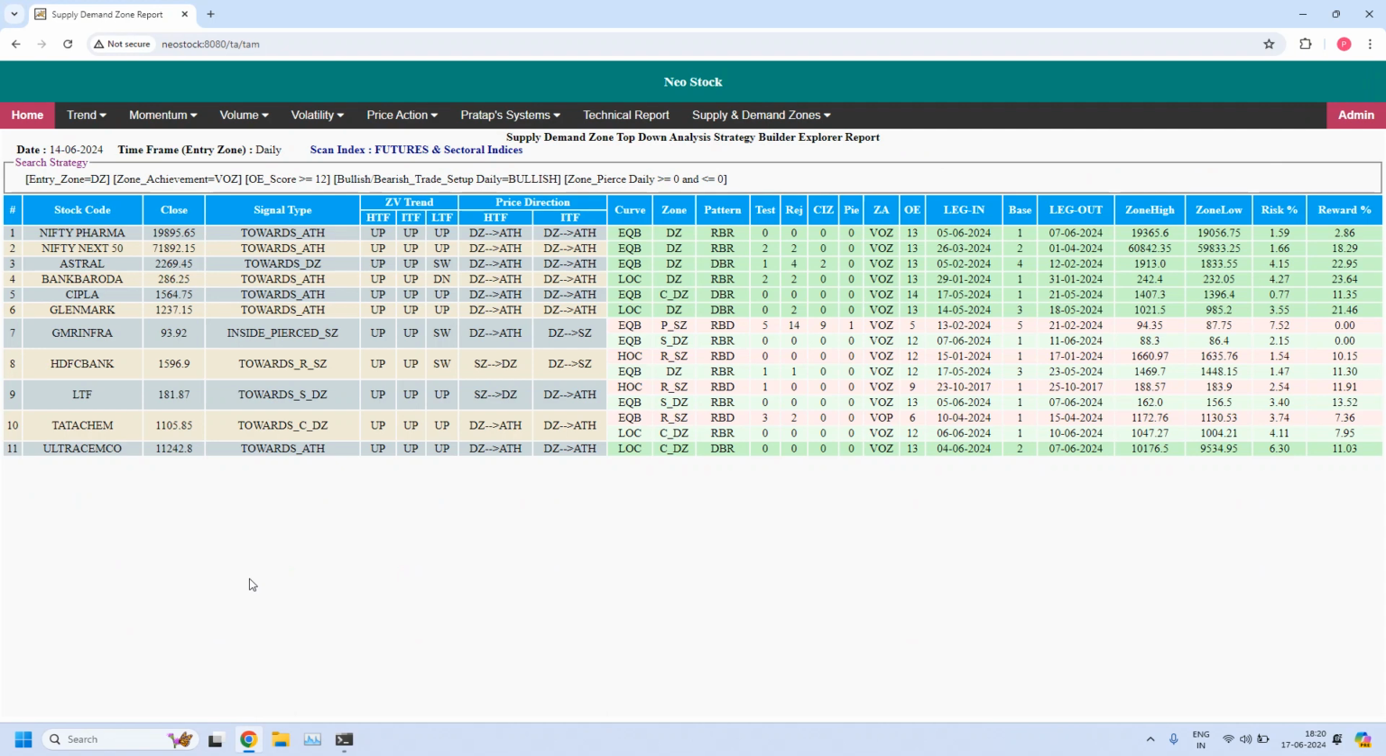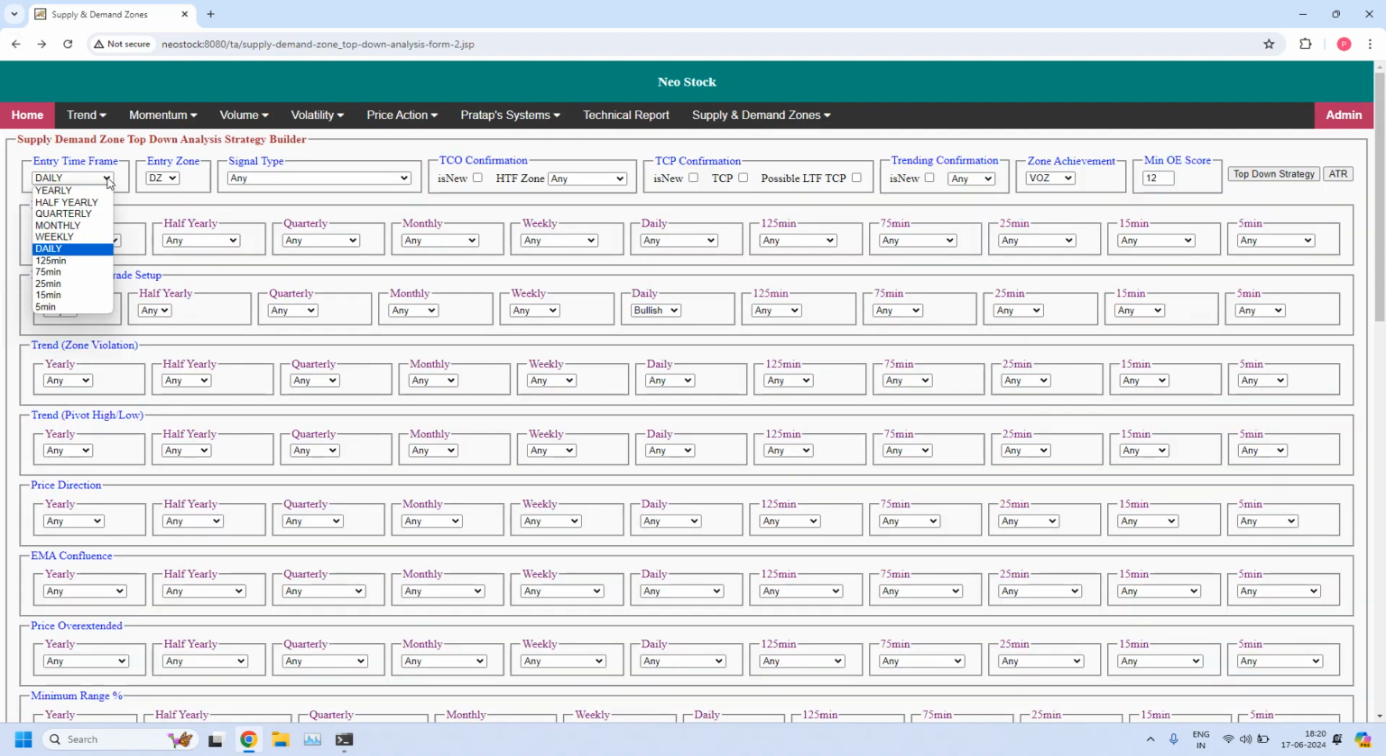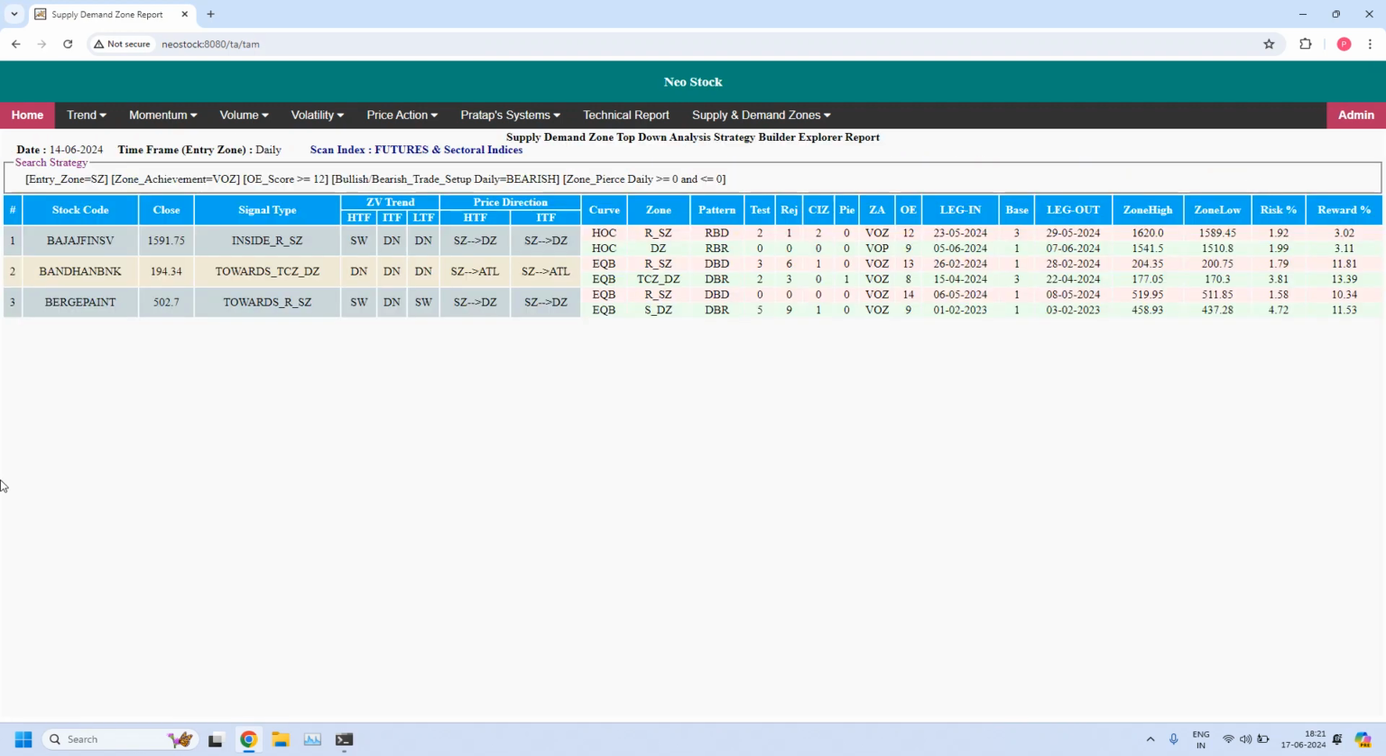Now I am going to generate the bearish trade setup for monthly income trade. So I am going back for bearish trade setup, monthly income trade entry time frame daily, entry zone should be supply zone. In bullish or bearish trade setup in daily time frame, I am selecting bearish. Now let me filter. 3 stocks are filtered. Currently they are supporting bearish trade setup. Okay, this is about monthly income trade.